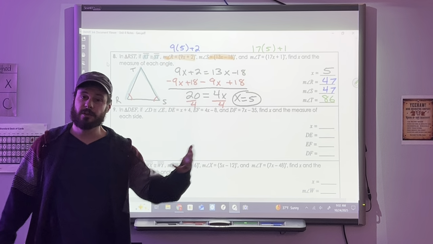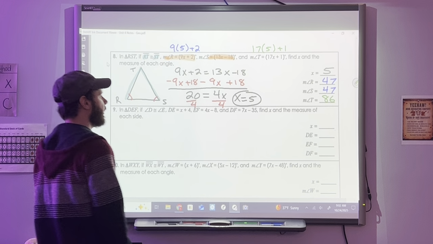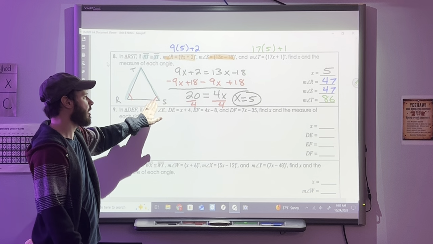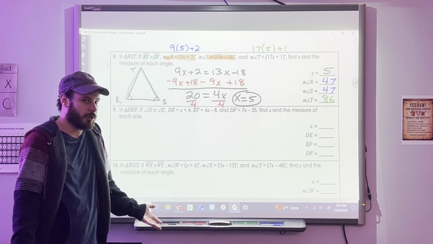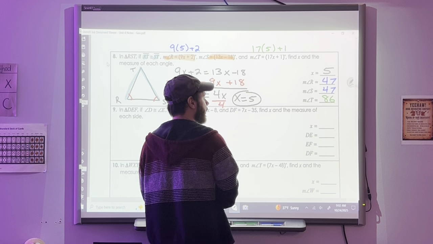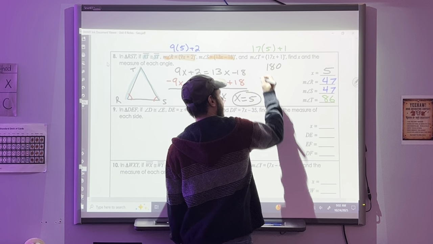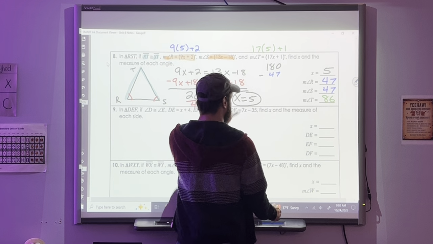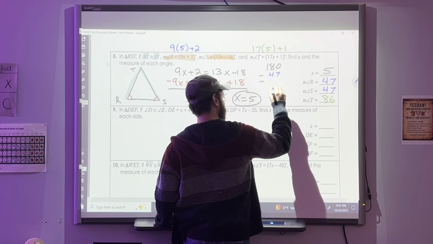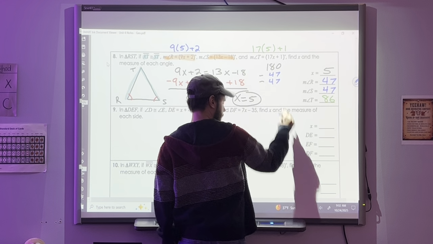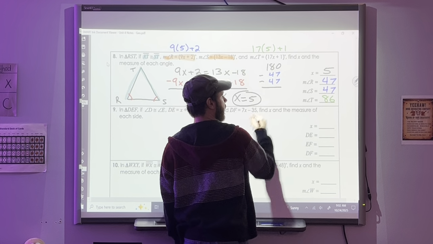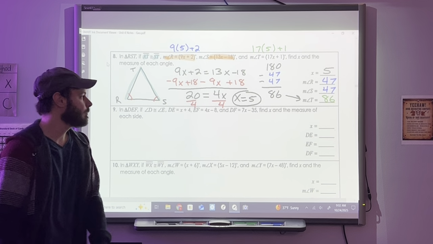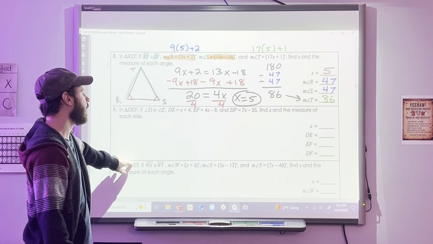There is another way we could have done this, though. Once we figured out what x actually is, if we were confident that this is 47 and that's 47, well, how many degrees are in a triangle? 180. So I really could have done 180 and then taken away the two 47s, and I could have got 86 that way. Totally an option. Some people might want to substitute it in. Others might not.